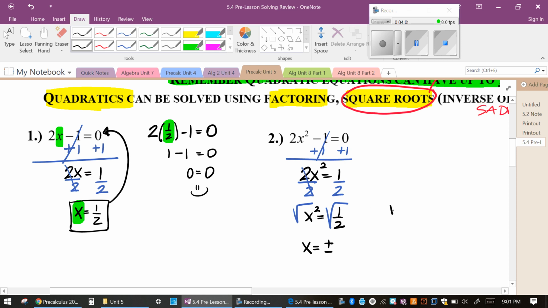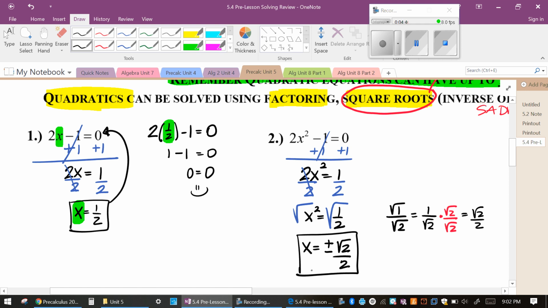How do you square root a fraction? You square root the top and you square root the bottom. Square root of 1 is 1. Square root of 2 is square root of 2. You can't have a square root in the denominator, so you rationalize. And you end up with root 2 over 2. So your answer is plus or minus root 2 over 2. To check your answer, plug it back into the original problem.